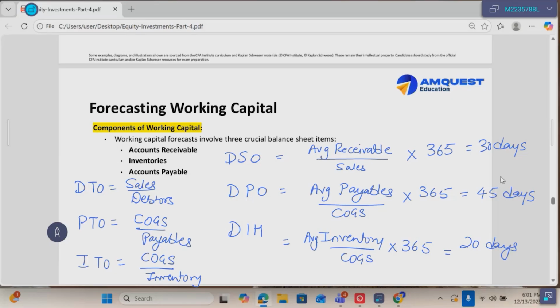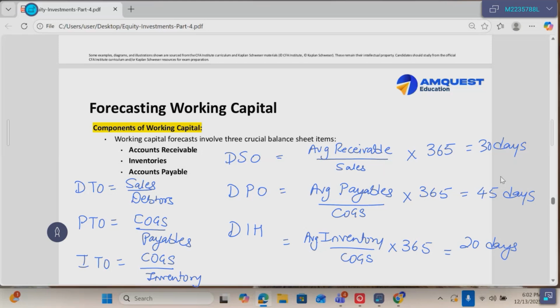Turnover ratio tells you how many times in a year I collect money from my customers, how many times in a year I pay money to my suppliers, and how many times in a year I am able to sell my inventory. So these are some of the ratios from financial statement analysis that will be useful for us in the next question. Make a note of this and then we'll go ahead and solve the question.